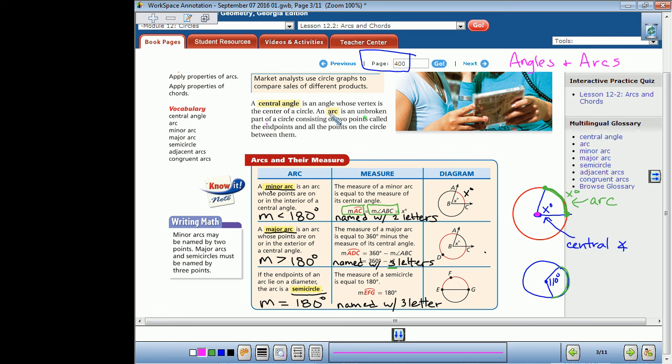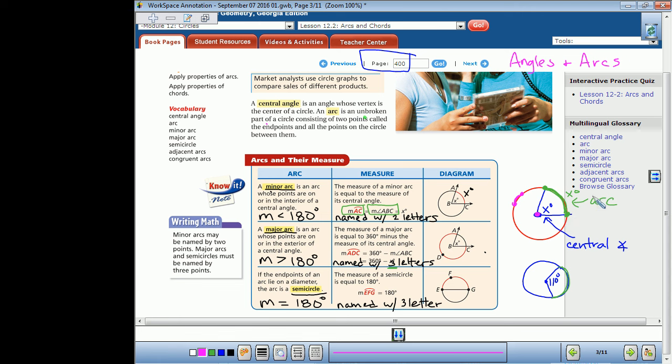Now, an arc is an unbroken part of a circle consisting of 2 points called the endpoints and all the points in between. So this is an arc. This is also an arc. Any part of the circle can be called an arc. But this arc is special because do you see that this angle intercepts this arc? Kind of cuts that arc off.